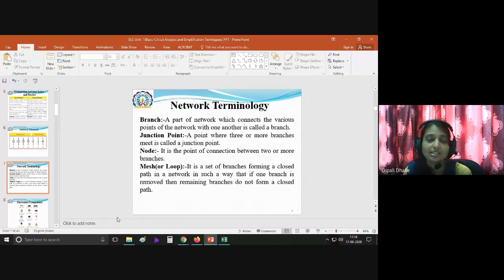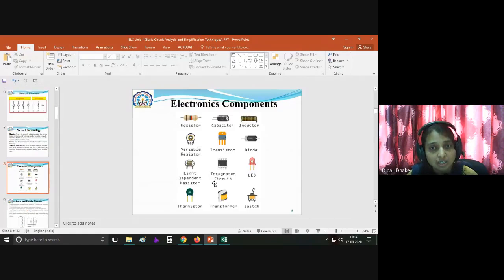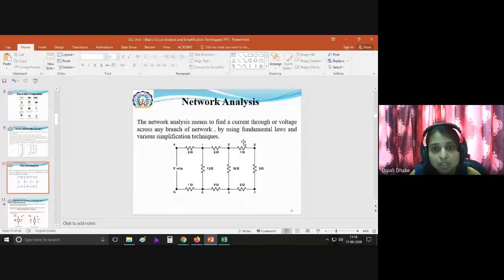Then some basic terminology which is important for the network analysis. For the analysis purpose, we first have to read the network. And for reading the network, we have to know how to read it. We have to know each and every terminology of that particular network. That's why we included here some terminology: branch. What is the branch? What is the junction point? Node, mesh in the circuit.